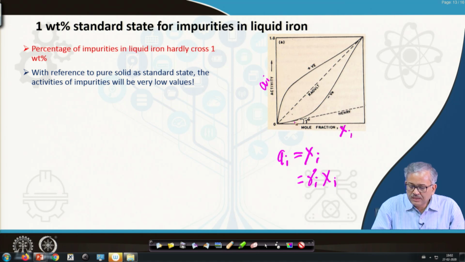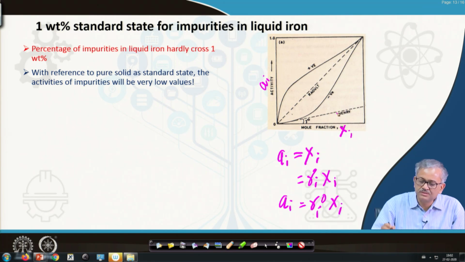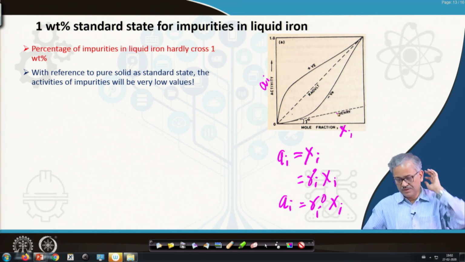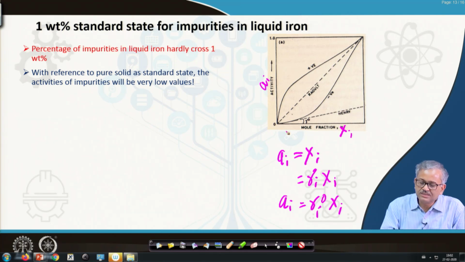So, in the case of a dilute solution, you can write gamma is equal to gamma naught into xi, right. This is the activity coefficient, right. So, since it is there, it is advantageous.